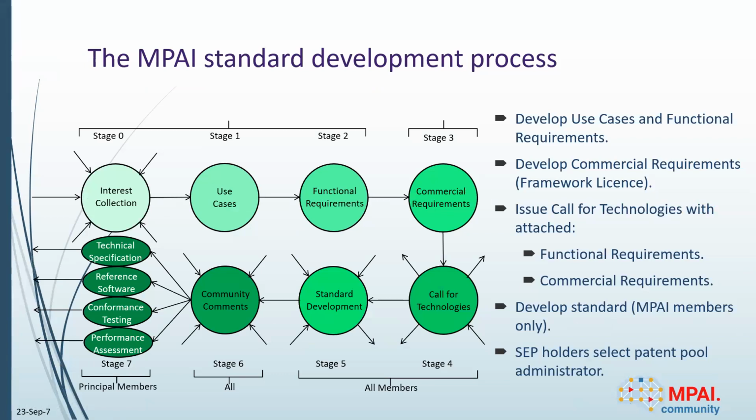What is the process that we use to develop a standard? Anybody can come and propose a new standard. We try to understand in which cases this proposal can be used. Then we define the functional requirements and the commercial requirements. When both are available, we call for technologies. We obtain the technology necessary to develop the standard. And when the standard is ready for approval, we publish it requesting community comments. And this is exactly what we are doing today.